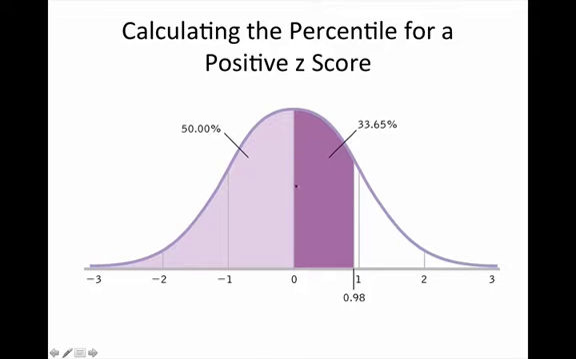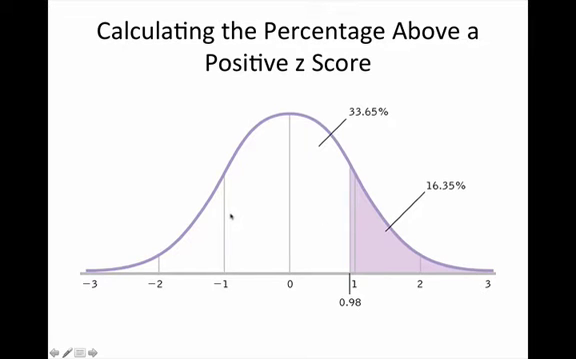So looking at those tables, I can see that 50% of the distribution is below the mean, and I know that if I have a sigma value of 0.98, that's going to correspond to about 33.65% of my distribution. So remembering that a percentile is the point at or below a given value on the curve, I can see that 50% plus 33% is going to give me about 83.65% of my distribution at or below a z-score of 0.98.